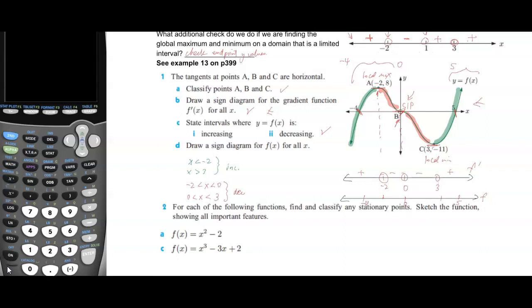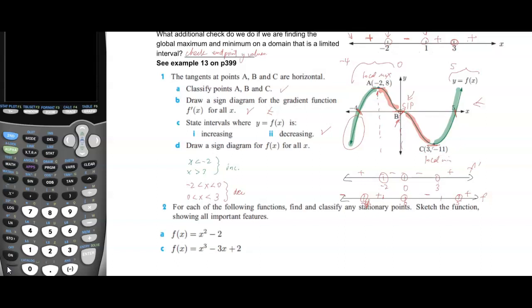And from -4 to 0, the function is positive. And from 5 up, it's also positive. And in between the other intervals, it's negative, right? So below -4, the function is negative. And between 0 and 5, the function is also negative.